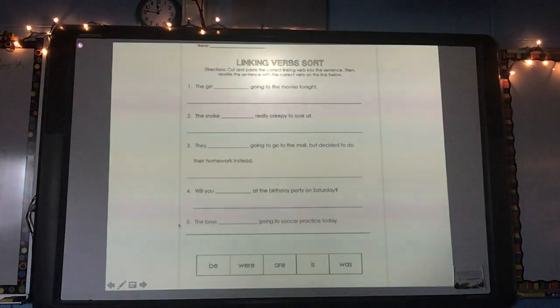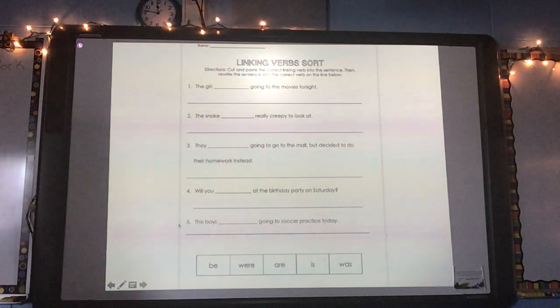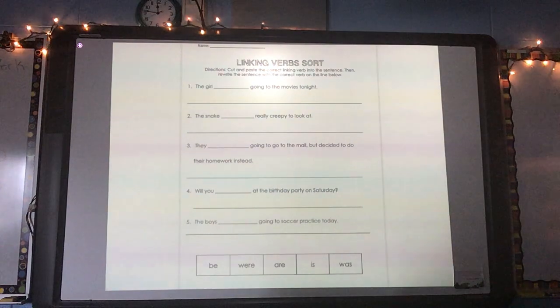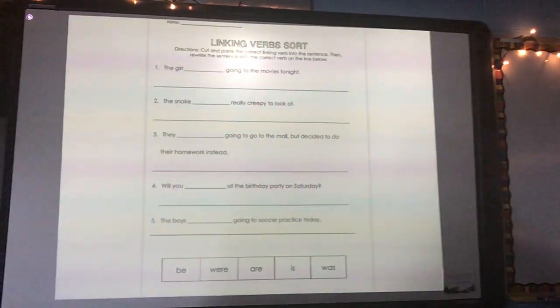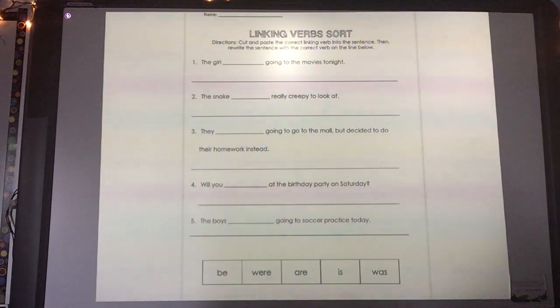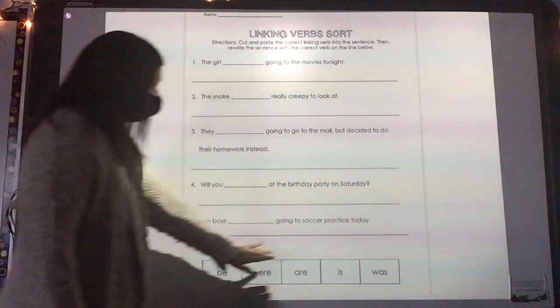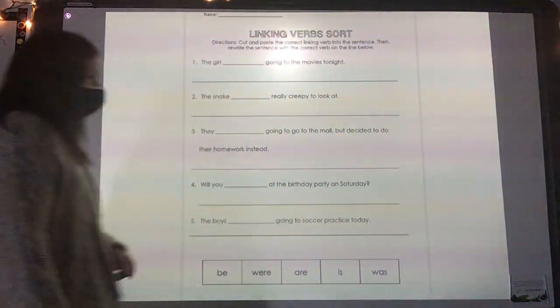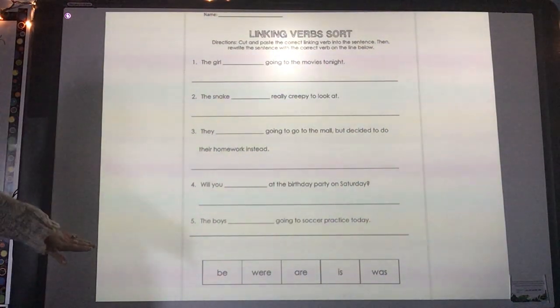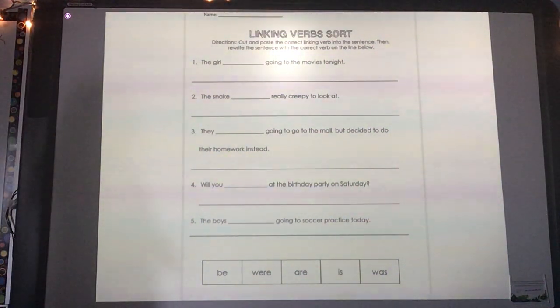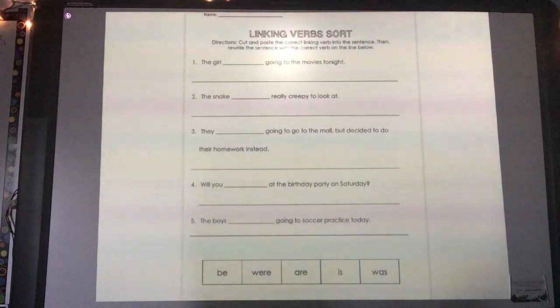All right, let's do some problems together. So I have some sentences here, and I have my verb of be in different tenses on the bottom. So I have be, were, are, is, and was. Is that my only linking verbs? No. It's just a couple of examples that we're going to use right now.